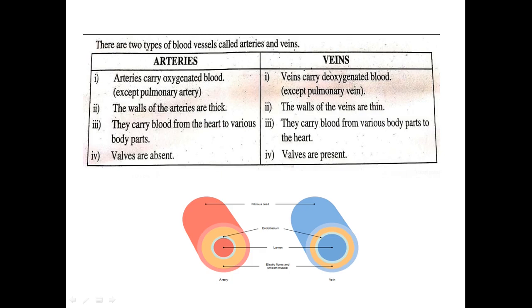And now coming to the difference between arteries and veins. Arteries carry oxygenated blood except the pulmonary artery, whereas veins carry deoxygenated blood except the pulmonary vein. The walls of the arteries are thick. The walls of the veins are thin. Arteries carry blood from the heart to various body parts. Veins carry blood from various body parts to the heart. Valves are absent in arteries, valves are present in veins. These are some differences between arteries and veins.